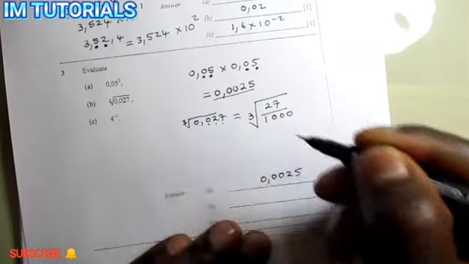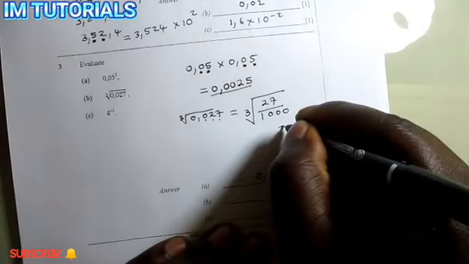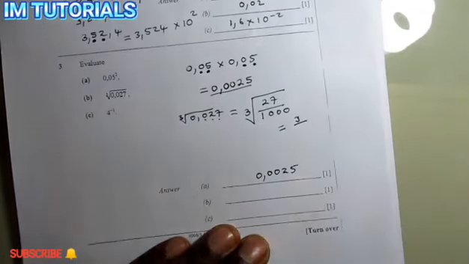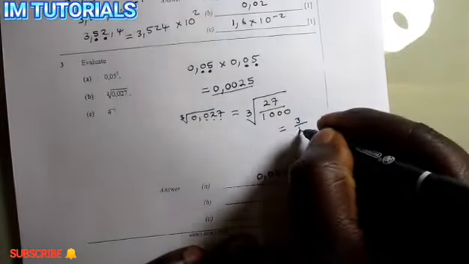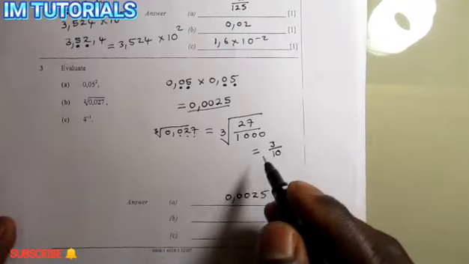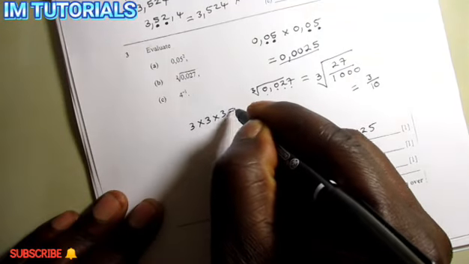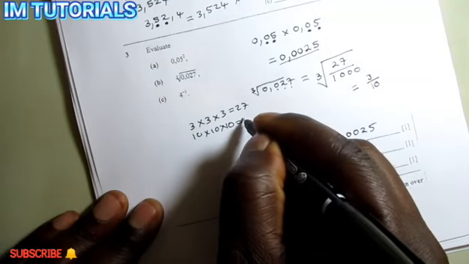But there is a 3 here at this corner, which represents the cube root. So what is the meaning of cube root? Find the number which multiplies itself 3 times to get 27. The number which multiplies itself 3 times to get 27 is 3. So you write 3. Find the number which multiplies itself 3 times to get 1000. And that number is 10. Like 3 times 3 times 3, you get 27. 10 times 10 times 10, you get 1000.